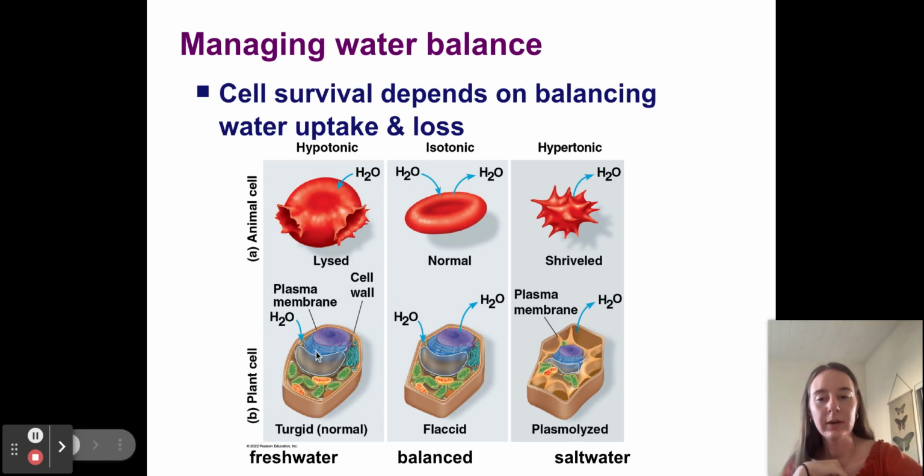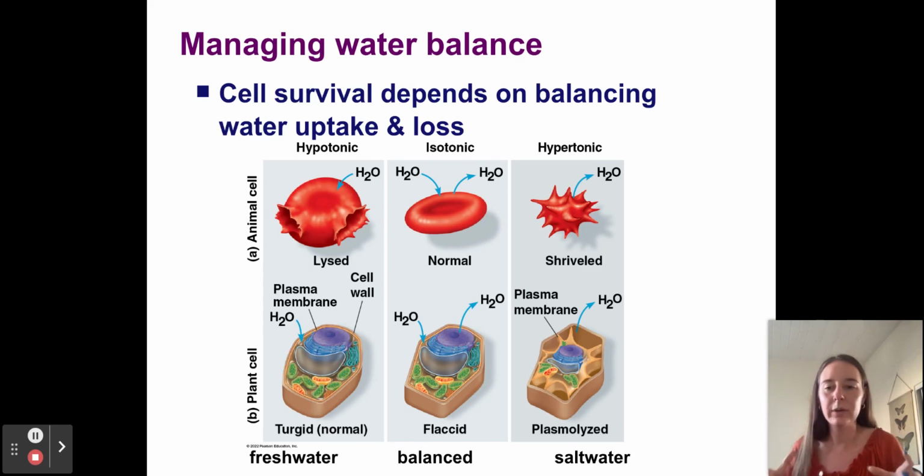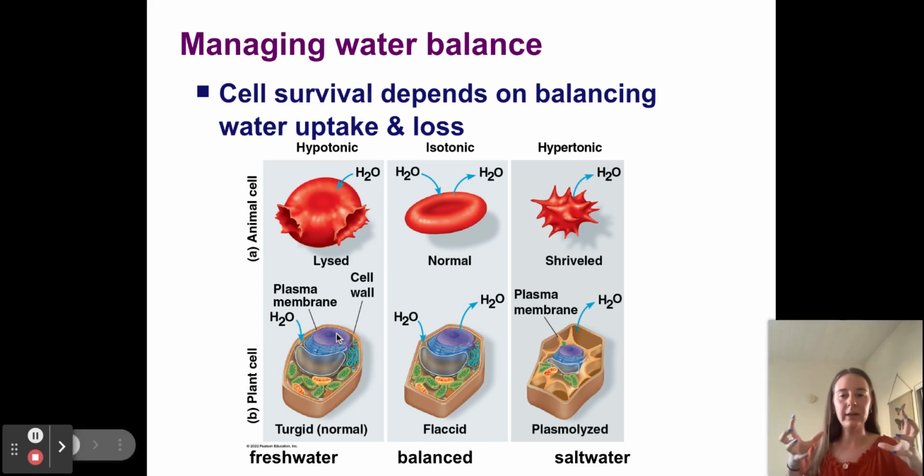Water moves from high to low concentration, so water will move into the cell. And when water moves into plant cells, it's stored in the center, in the central vacuole. The central vacuole will expand like a water balloon, and it gives the cell something called turgor pressure, which basically makes the cell turgid. Turgid means it's fully expanded out.